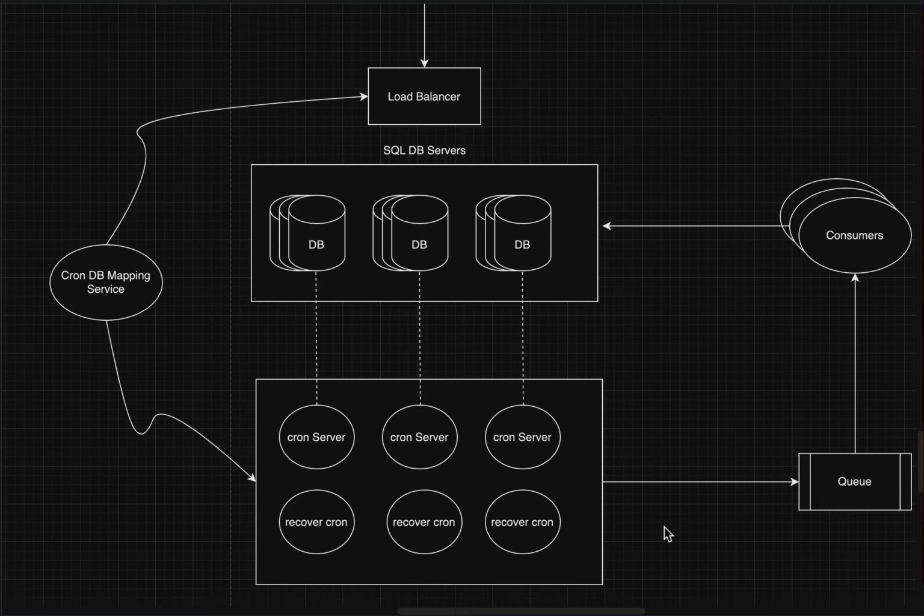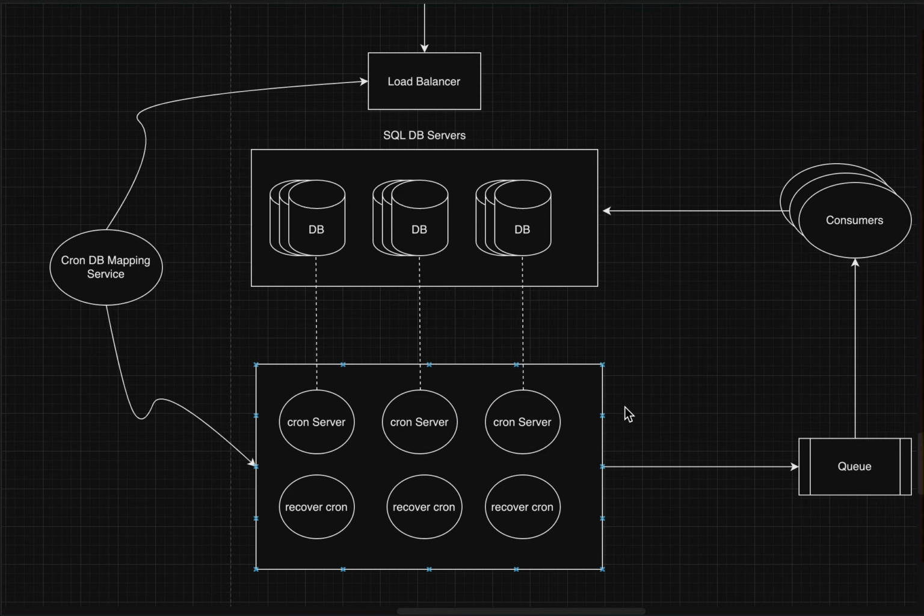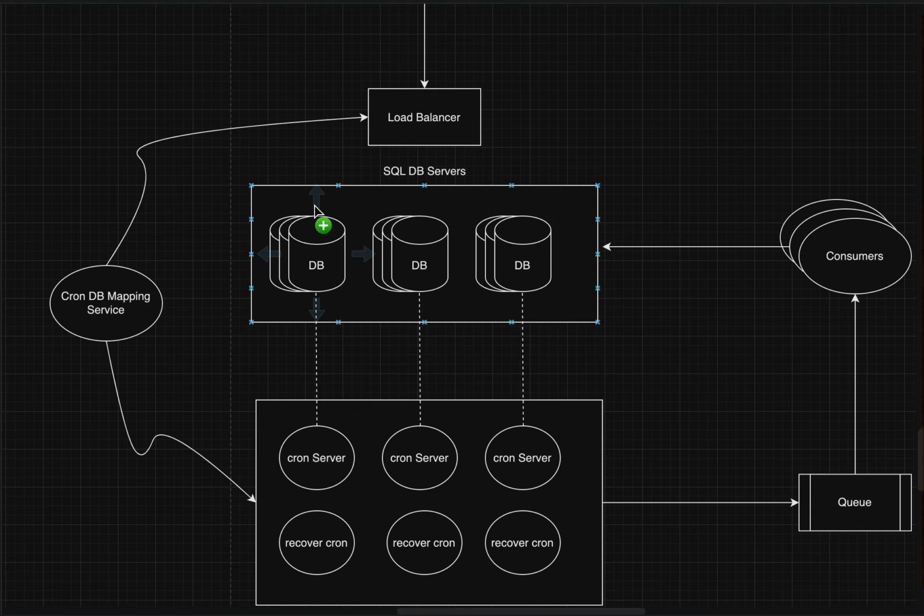Similarly, we'll be creating cron servers and recover cron servers for every database. So let's suppose there are n databases, or shards of DBs. Then we'll have n cron servers and n recover crons also. This cron server will only be picking jobs from its particular shard.